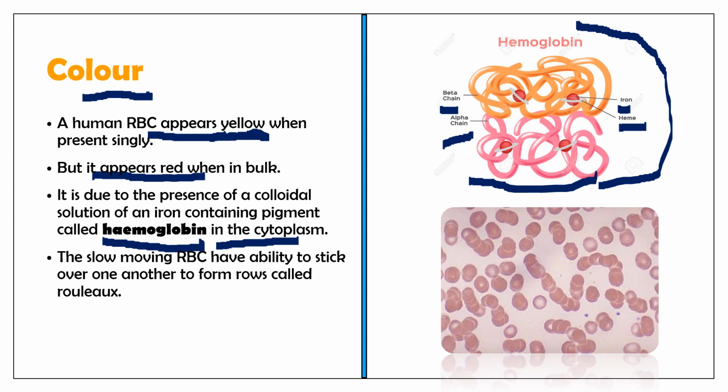I forgot to tell you about rouleaux formation. So RBCs undergo rouleaux formation. What exactly is rouleaux? When these RBCs move slowly, they have the ability to stick over one another, and this sticky nature forms a complex that is called rouleaux. In this slide we can see that RBCs are sticking one over the other. So this is the rouleaux.